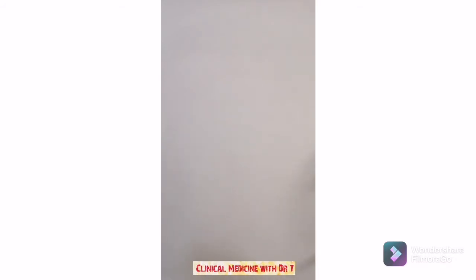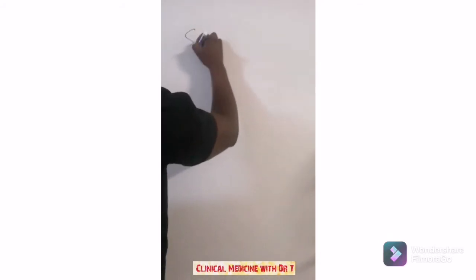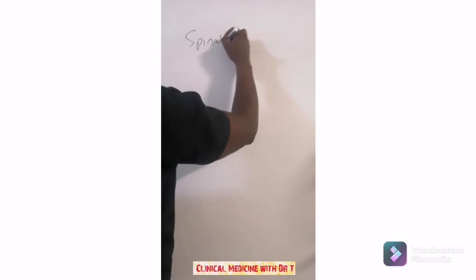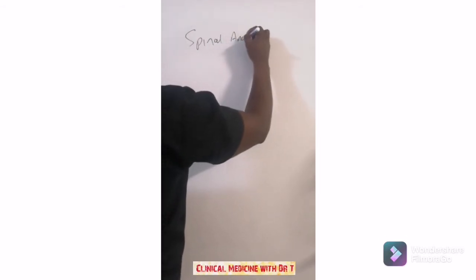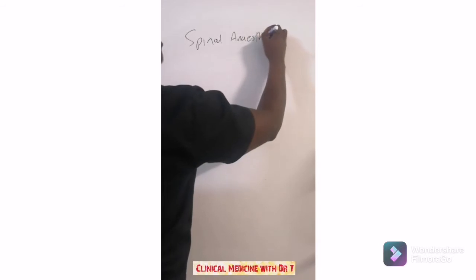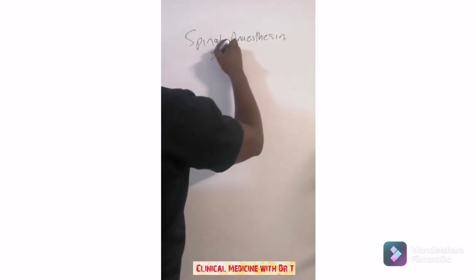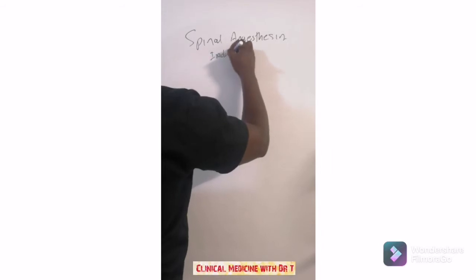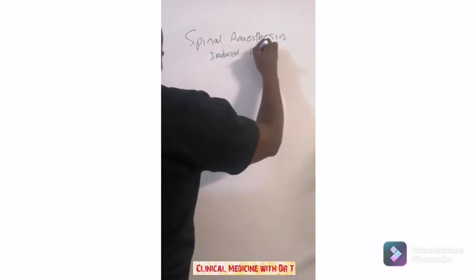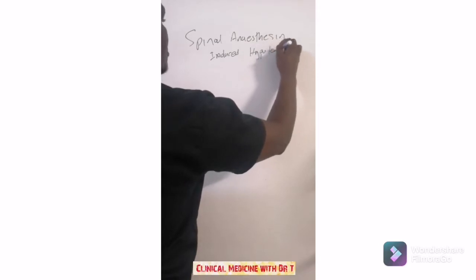We have been covering spinal anesthesia. So today we are going to be starting with the complications. Remember we did mention complications of spinal anesthesia. The first complication of spinal anesthesia that we're going to be talking about is hypotension. Spinal anesthesia induced hypotension.